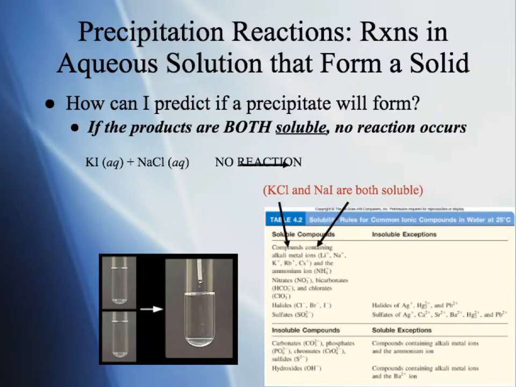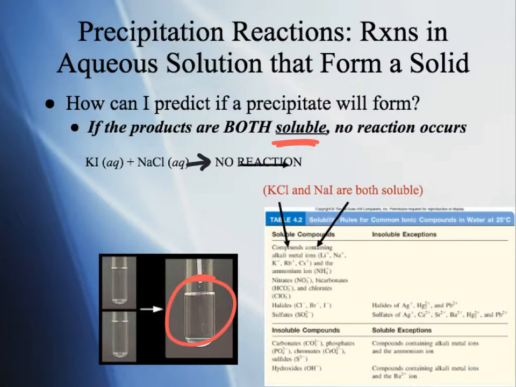Now, sometimes we're going to mix two aqueous substances together. Two substances that are clear because the solids are able to dissolve, and what you get in the end is still a clear liquid. Basically, that means that the products of the would-be chemical reaction are both soluble, meaning that they're both able to dissolve in water and stay as ions. And so when this happens, there's no reaction. There's no chemical reaction that actually takes place.